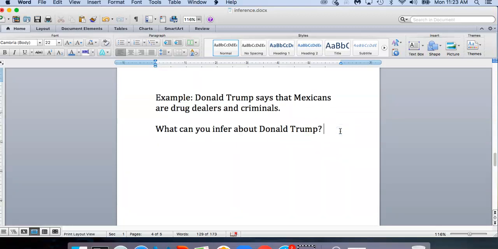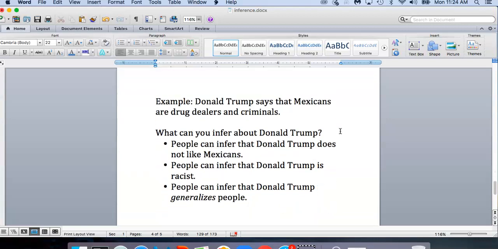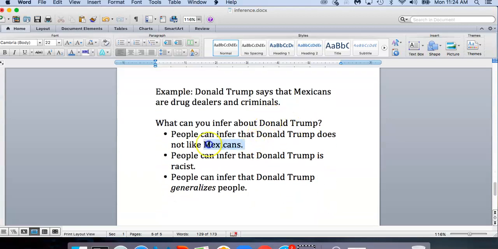Donald Trump says that Mexicans are drug dealers and criminals. What can you infer about Donald Trump? I'm going to give you guys a couple of minutes to think about this. Okay, so we can say that people can infer that Donald Trump does not like Mexicans. Some people have inferred that. Some people have also inferred that Donald Trump is racist because he says negative things about Mexicans. For me, I think the best one would be people can infer that Donald Trump generalizes people.